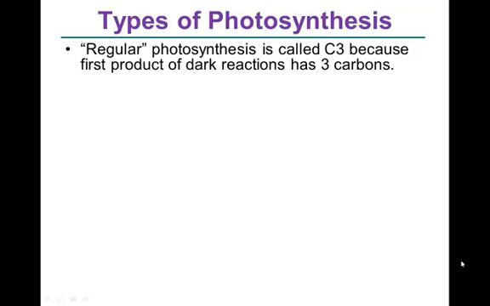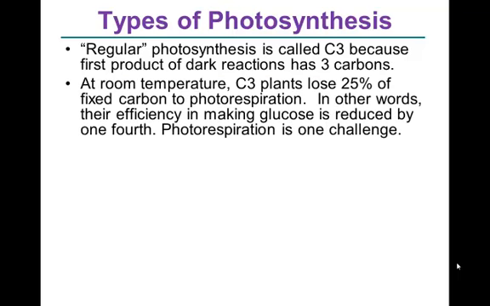Welcome back, students. This is Module 2.4.5, Types of Photosynthesis. We're going to describe for you three types of photosynthesis, starting with what is called C3 photosynthesis, or what you can think of as regular photosynthesis. It is so named because the first product of the dark reaction is a 3-carbon compound. And this is contrasted with at least one other type of photosynthesis that has a differing number of carbons for the first product of the dark reactions.